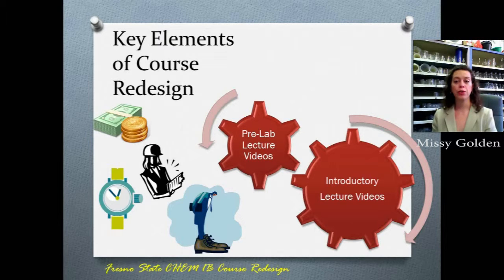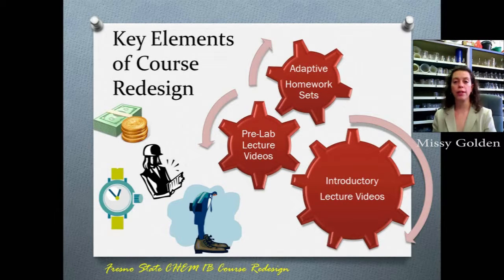Taking that idea of doing the introductory lecture videos, we'd also like to do that with our pre-lab lectures. So having the lab introduced outside of class, helping them to answer their pre-lab questions, and making sure that they all get the same information no matter which lab section they're in. The idea is that by doing the pre-lab lecture outside of class, that gives the instructor more time in class for more individualized attention.